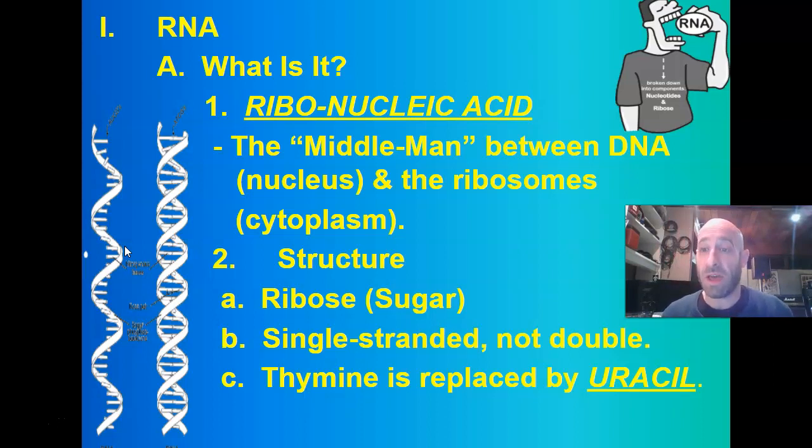There's another base there, it's called uracil. So it does the same thing as thymine. It pairs with adenine. So adenine pairs with thymine, but in RNA there is no thymine. Adenine pairs with uracil. So let me give you an analogy.